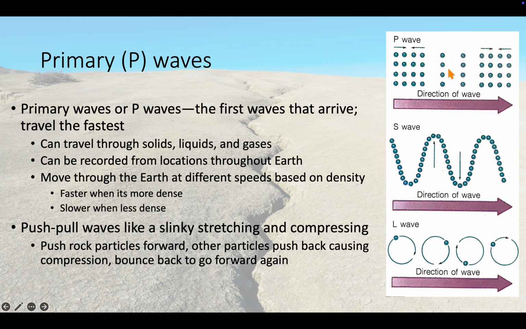So here's a P wave, and P waves just go back and forth in the same direction. So you can see how this is going this way, this is going that way. These are further apart, and these are going back and forth as well. When you think of this movement, I want you to think of a slinky going back and forth on a level table where it's oscillating. The rock particles are going to push forward and other particles push back, causing compression, and they're going to bounce back and forth again. So that is our P waves.